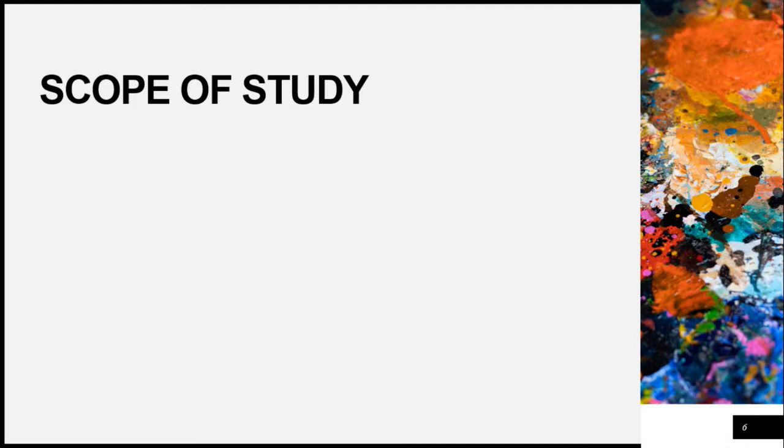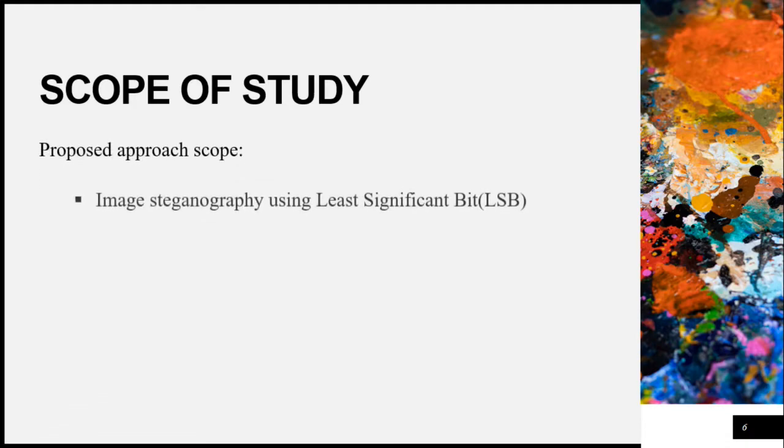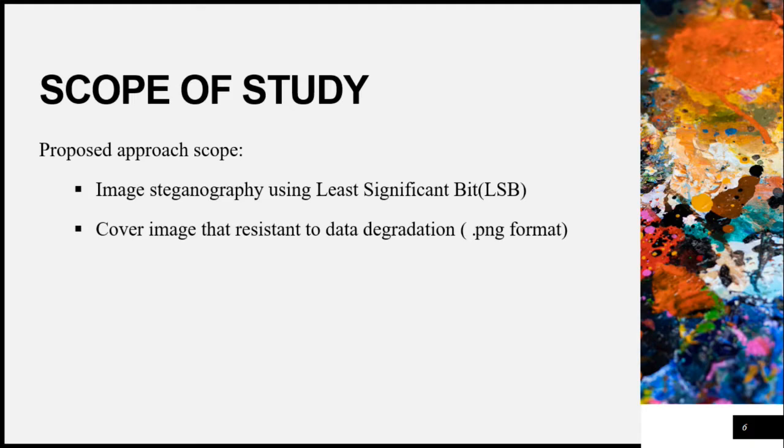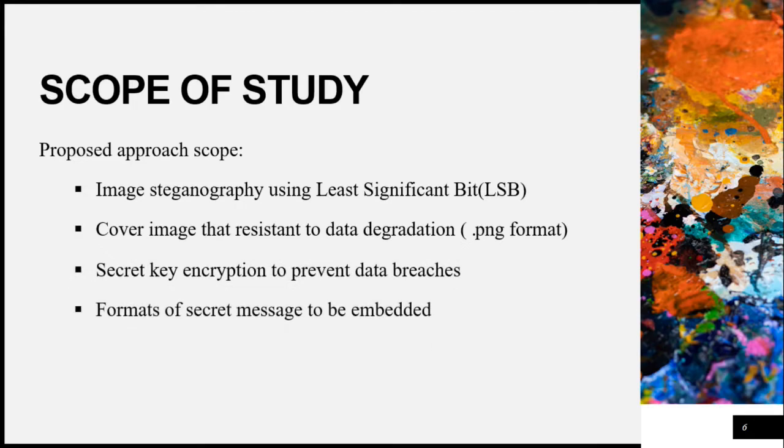The scope of my study in my final year project is the least significant bit as the image steganography method, the cover image that is resistant to data degradation during transmission, the secret key encryption to prevent data breaches, the types of information hidden, and the imperceptibility of the stego image produced.